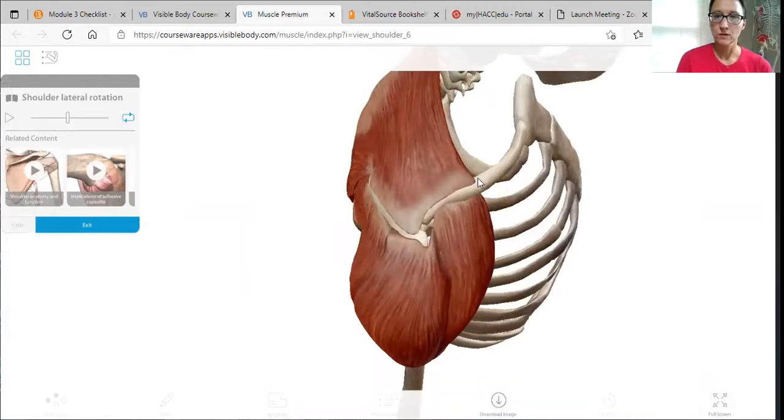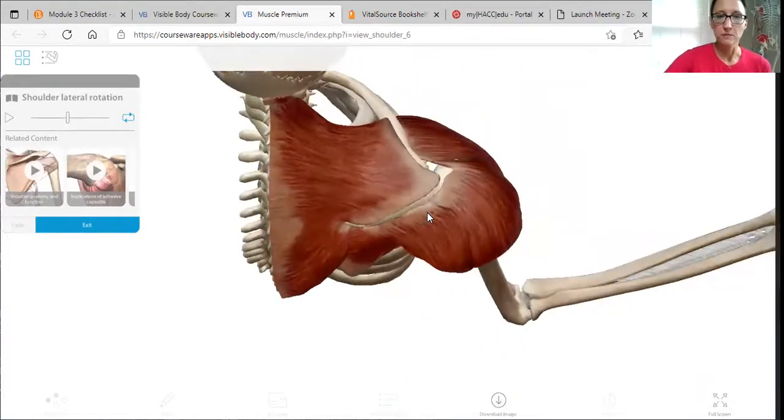So lateral 1/3 of the clavicle, acromion, spine of the scapula for trapezius, right? And for deltoid, we had lateral 1/3 of the clavicle, excuse me, acromion, and spine of the scapula. You see, they have the same attachment. Now, they're not in the exact same spot, certainly not, but this is still the clavicle. This is still the lateral 1/3 of the clavicle, so they have a similar attachment.